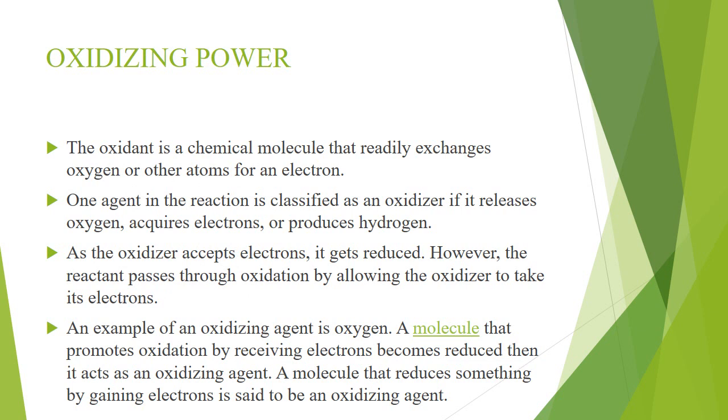Next we will see oxidizing power. The oxidant is a chemical molecule that readily exchanges oxygen or other atoms for an electron. One agent in the reaction is classified as an oxidizer if it releases oxygen, acquires electrons or produces hydrogen. As the oxidizer accepts electrons, it gets reduced. However, the reactant undergoes oxidation by allowing the oxidizer to take its electrons.